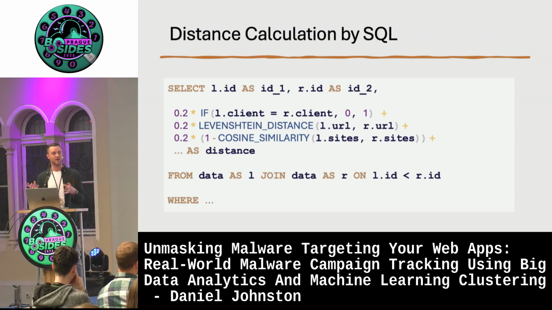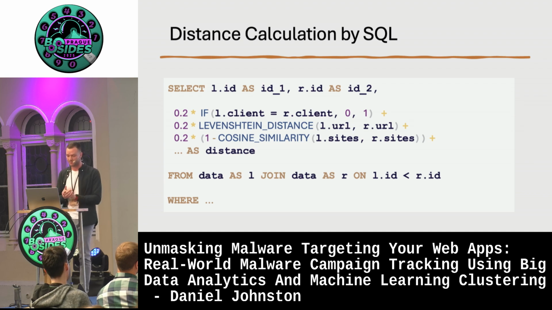By comparing the record on the left side of the join with the record on the right side of the join, we can use many different features to determine the distance between two attacks. In this example, we're checking if it's the same HTTP client, and we're also using several functions of the Trino query engine to be able to calculate distances as well. For example, we're using Levenshtein distance to calculate the distance between two URL paths, and we're also using cosine similarity in order to calculate the distance between two histograms of target sites.